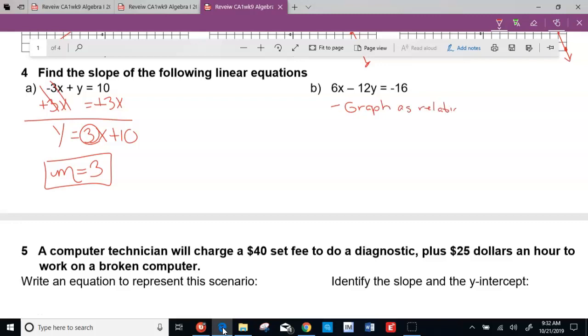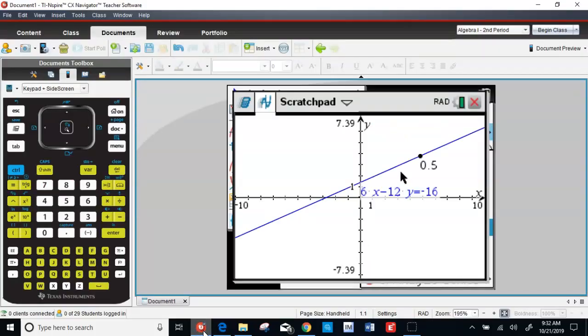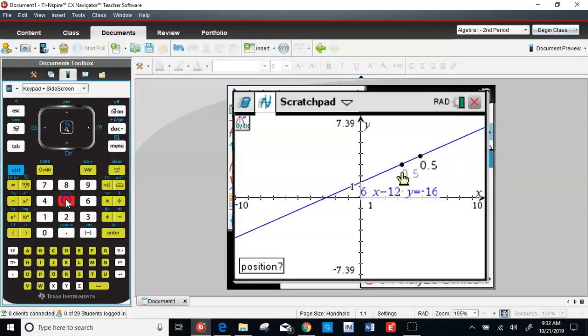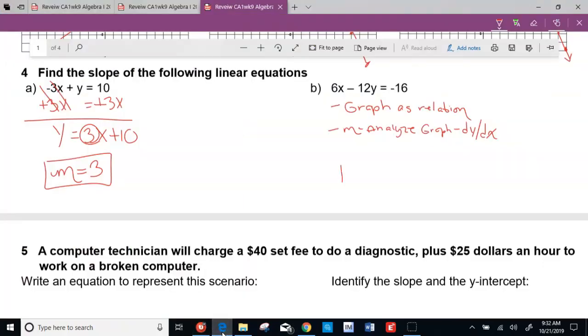and then after you graph it as a relation, you're going to go to Menu, Analyze Graph, and then you're going to go to dy/dx. Let me see if I can get the keystrokes for that. So it was Menu, 6, 5, and then press enter and it'll give it to you. So Menu 6, 5 is our keystrokes. Menu 6, 5, and that'll give you the slope.